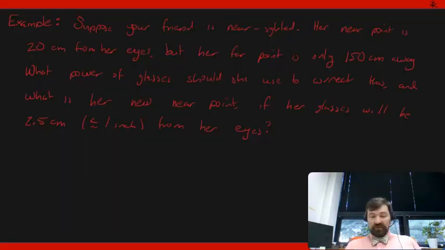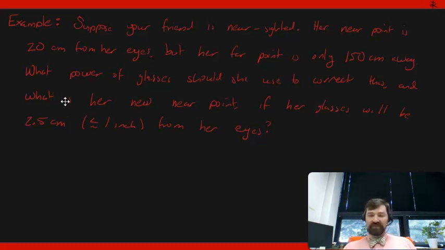Alright, let's work an example to sort of conclude this lecture. Let's say you've got a friend who's nearsighted, and her near point is 20 centimeters from her eyes, and her far point is only 150 centimeters away, 1.5 meters away. So we're talking somebody whose far point is a little under 5 feet from their eye. They can see stuff 5 feet away but no farther clearly.